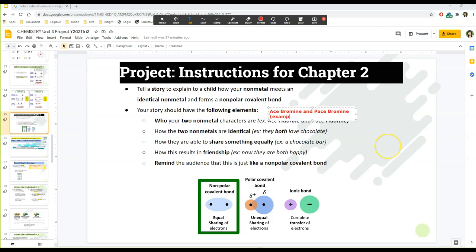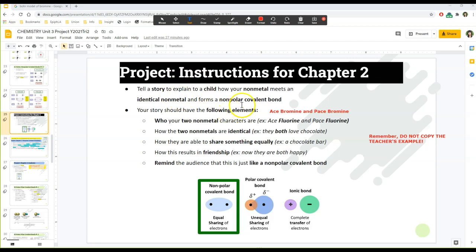So this is my example. Sorry, I'll go ahead and write it over here. Remember, do not copy the teacher's example, okay? That are in the parentheses here.